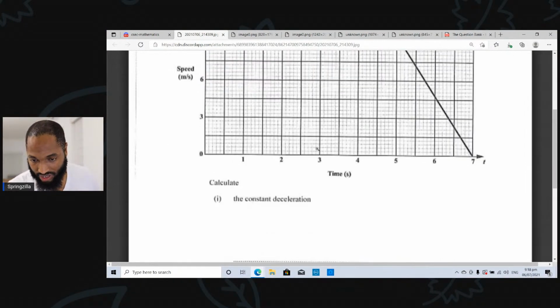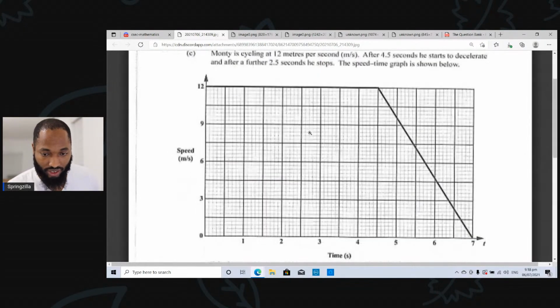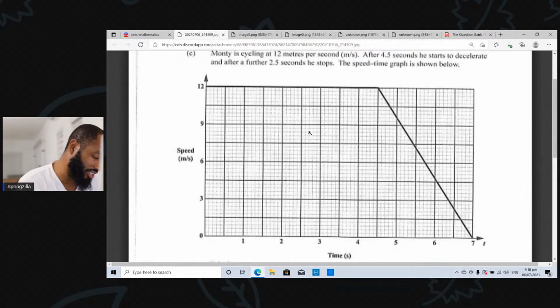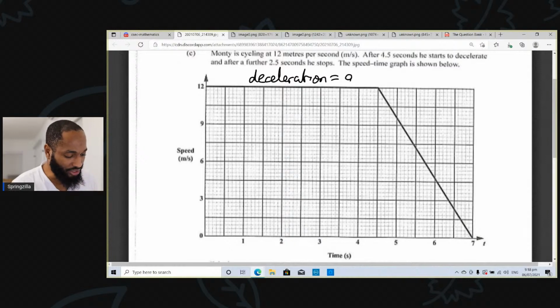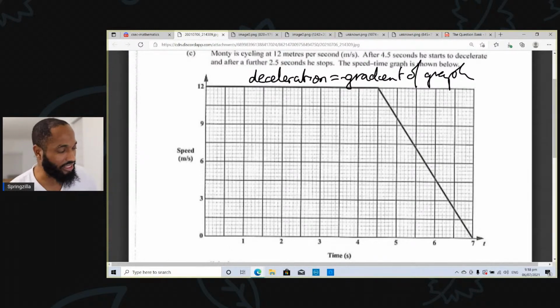Good question. Calculate the constant deceleration. In this speed time graph, the deceleration, or acceleration, is equal to the gradient of the graph. Well, the acceleration is the gradient, deceleration is the negative gradient. There's a little flaw in this question, and I think in the solutions CXC gave them correct when most people put negative. But if you're saying decelerating, deceleration already means negative.